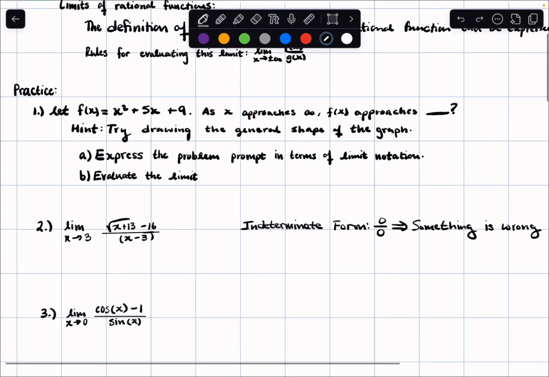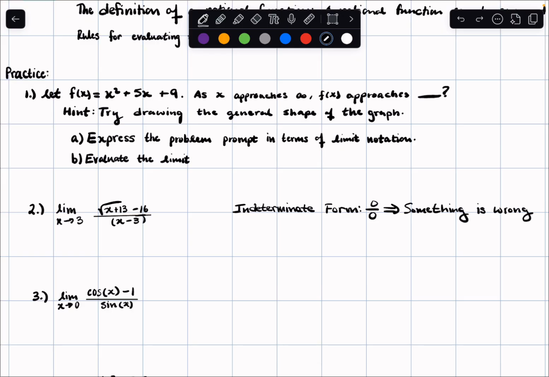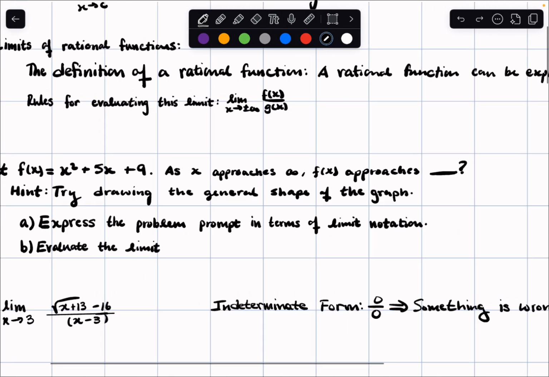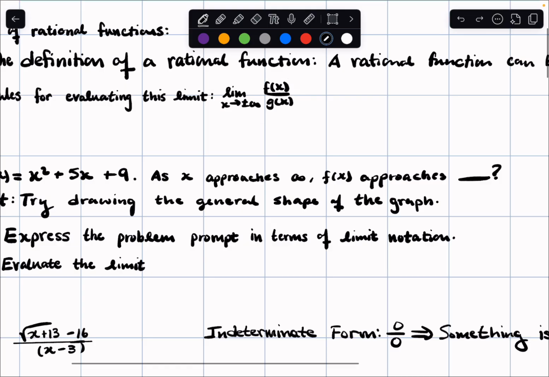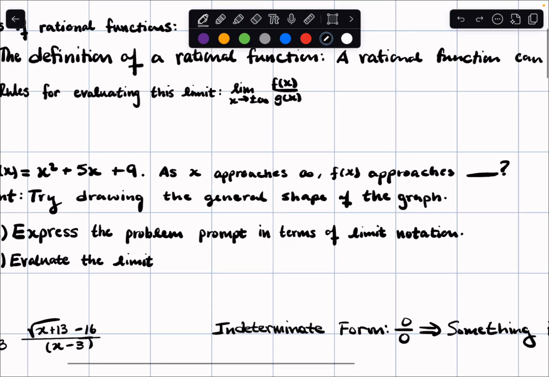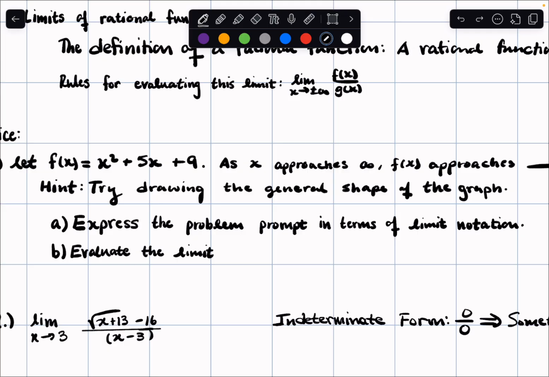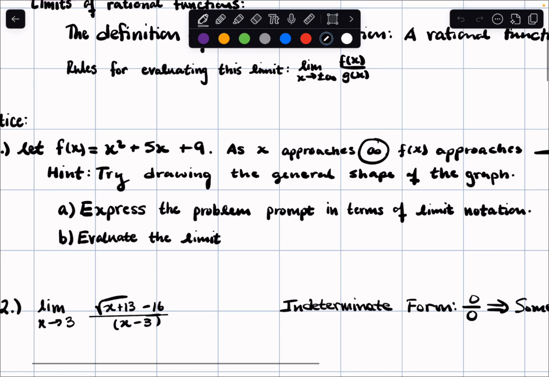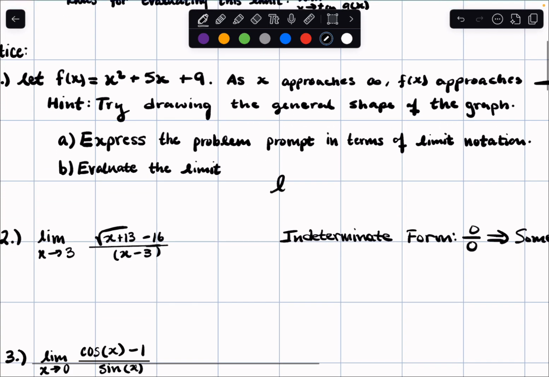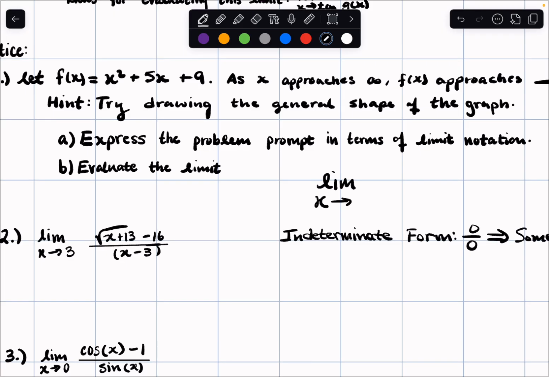So let's see, what is part A giving us? Express the problem prompt in terms of limit notation. Okay, well, as we saw here, we have the limit as x approaches some number, right? Well, infinity is a concept, but it's okay. So as x approaches infinity, we'll always write the limit operator, which is the letters lim, and x, which is going to be our variable, right? Because it's saying as x approaches infinity of x squared plus 5x plus 9, okay?